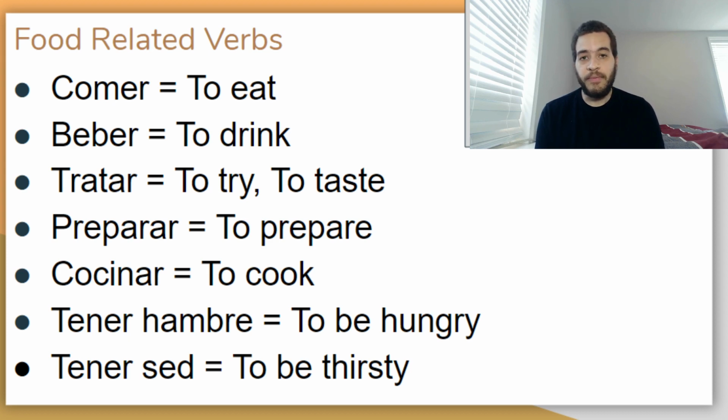Now, if you remember the definition of tener, you'll see that tener hambre literally means to have something. It means to have hunger. But of course, in English, we'll say, I'm hungry, or someone is hungry. Tener sed literally means to have thirst. But again, when you translate it, you'll just say, someone is thirsty.